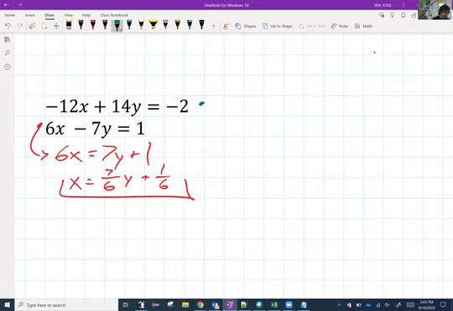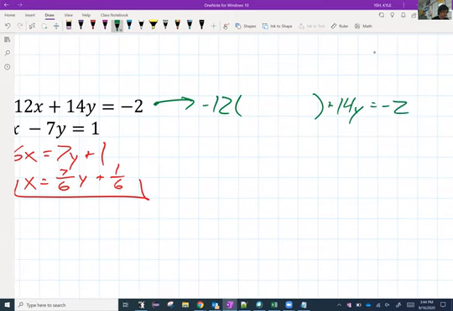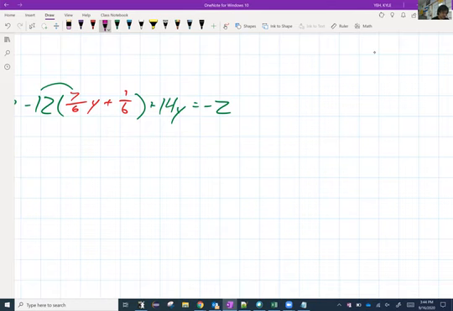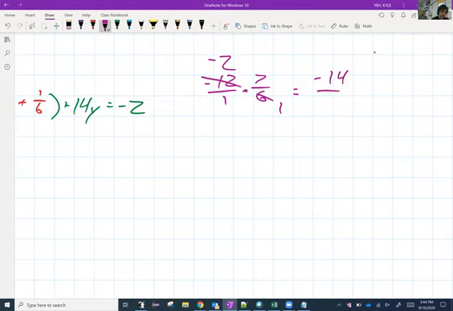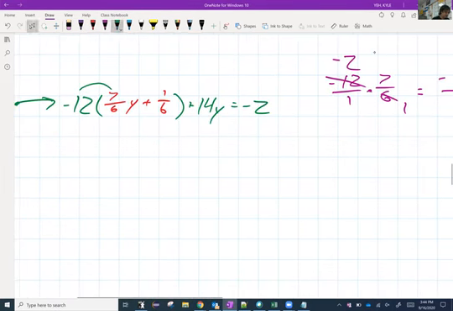And so I'll take my other equation and say negative 12 times something plus 14y equals negative 2. I'll fill in my something, 7/6 y plus 1/6. So 12 times 7/6 y. The 12 and the 6, again, coming off to the side, can be simplified. So negative 12 over 1 times 7/6. Divide them both by 6, we get negative 14 over 1. So we get negative 14y.